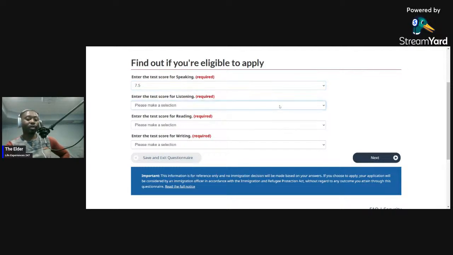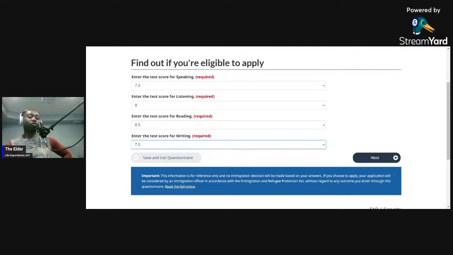Enter test score for listening, I got an 8 for listening. For reading, I got 8.5. For writing, I got, let's say, 7.5. These are just scores I am entering. It doesn't mean you have to enter these too. You enter what you got.